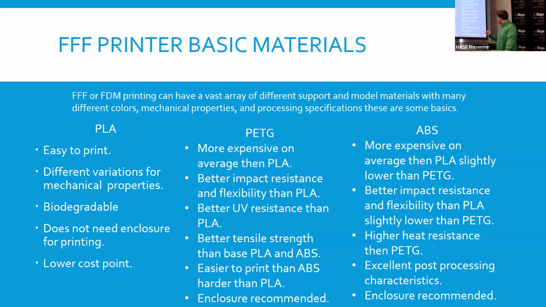Then there's ABS, which is more expensive on average than PLA, slightly lower than PETG. So PETG and acrylonitrile butadiene styrene are going to be just about the same level in cost. It's got better impact resistance and flexibility than PLA. Both of these will have that, but slightly lower than PETG.